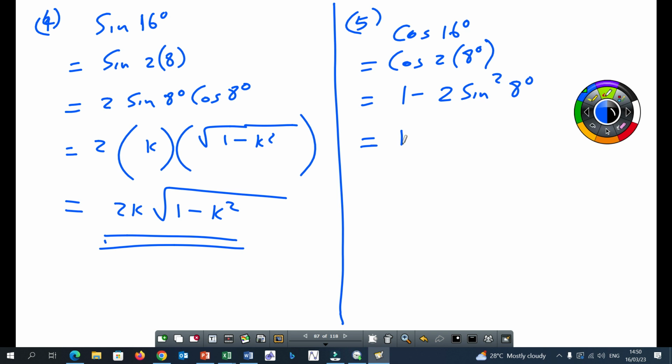Can I have your attention? Do you see why I'm choosing number 3? Yeah, to make things easier. Since sine 8 is equal to k, you get 1 minus 2k squared.